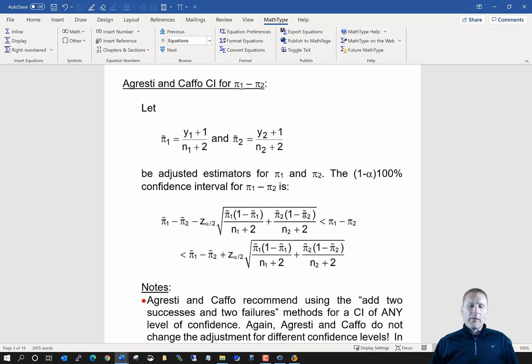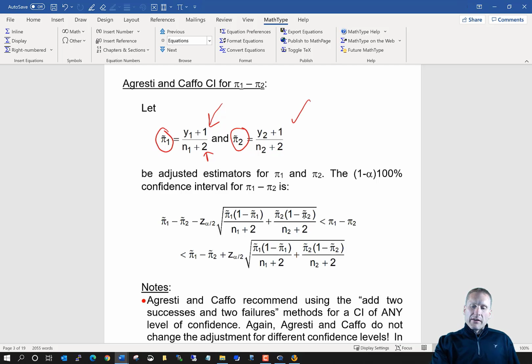And what Caffo and Agresti said was, well, let's again use an adjusted estimator for pi 1 and pi 2. We're going to use pi tilde 1, pi tilde 2 as the symbols of those estimators. And notice what we're going to do. We're going to add one success to the numerator, and then we're going to add one success and one failure essentially to the denominator. In other words, increase our sample size by 2.